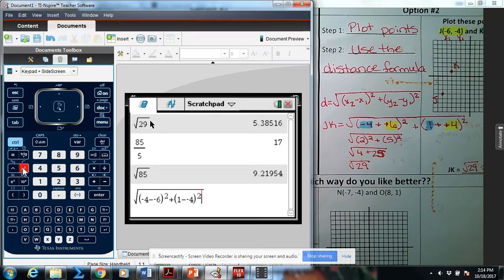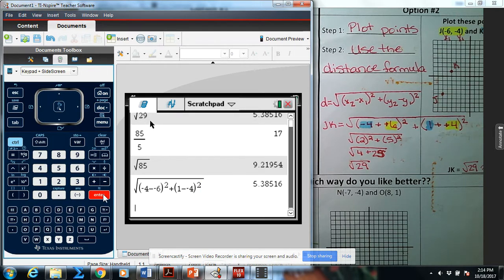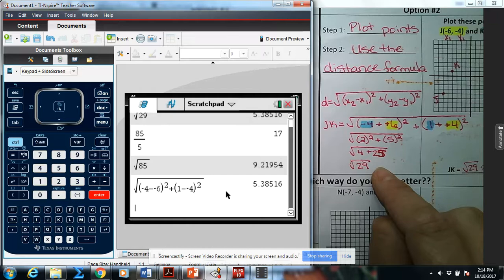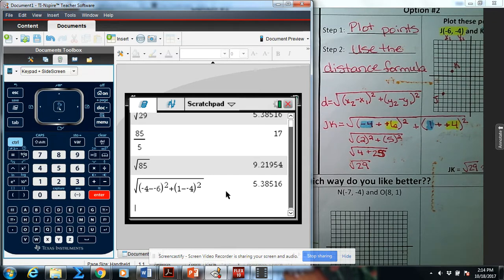Get your square on the outside. Hit enter. And there is that 5.4 approximation that we've been looking at. About 5.4. So you can type the formula into your calculator in one big swoop. That way you don't have to do this step-by-step work and make small arithmetic errors, and it's flawless.